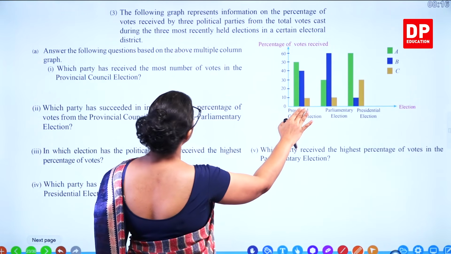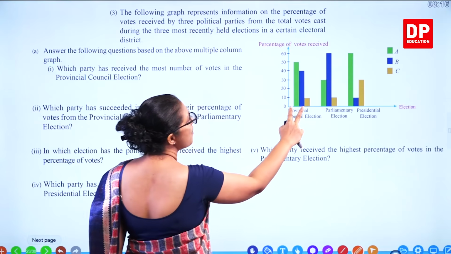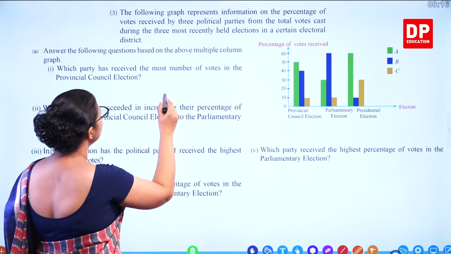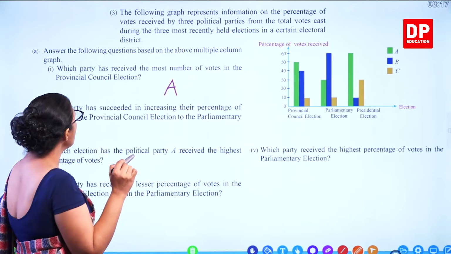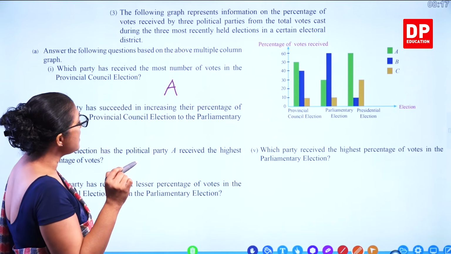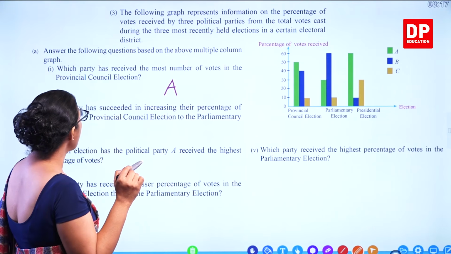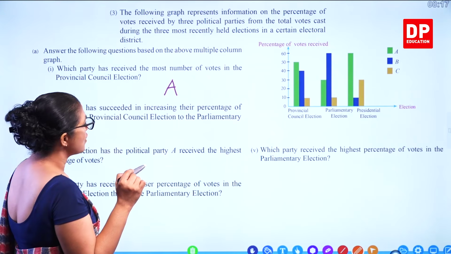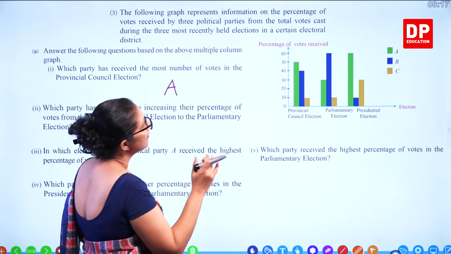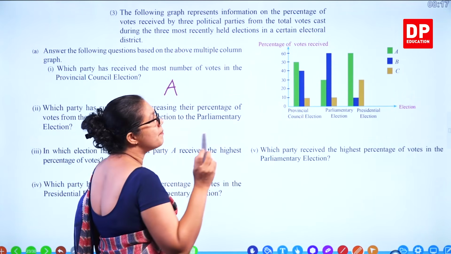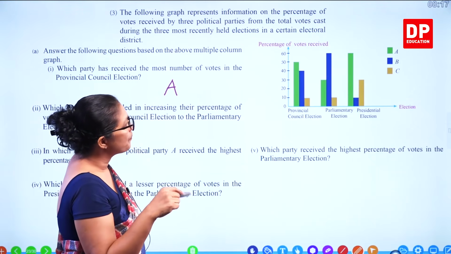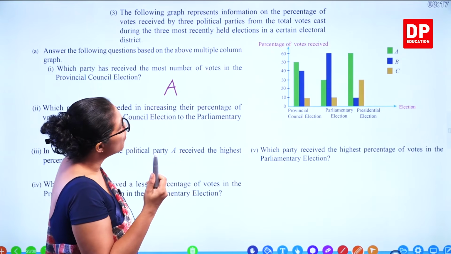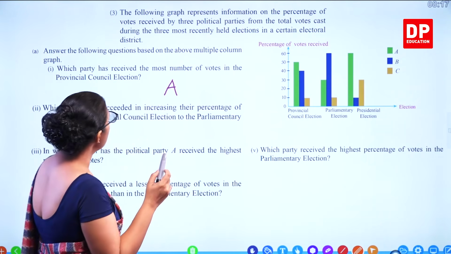Which party has received the most from these 3 bars? Which one is the most? The green one, that's A. Which party has succeeded in increasing their percentage of votes from the provincial council election to the parliamentary election? If you take a look at the green bar, it decreases. The blue one increases and the yellow one stays the same. So blue party, that's B.